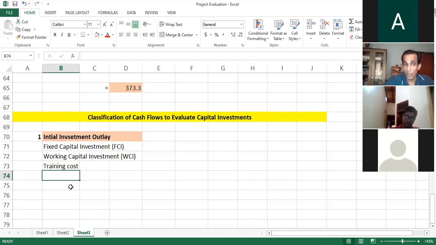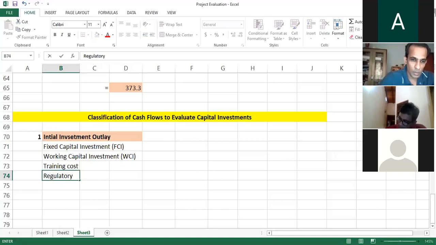In addition to that, some projects may involve certain additional cash flows. One thing is training costs. Another is interest during construction, IDC. For certain projects, regulatory fees may be there, so some regulatory payments. What else? Consultation expenses may be there too.